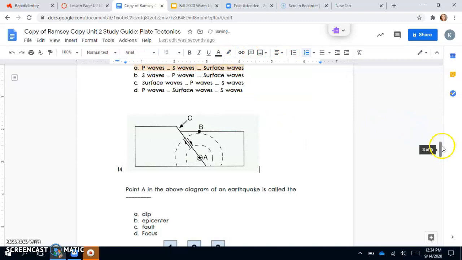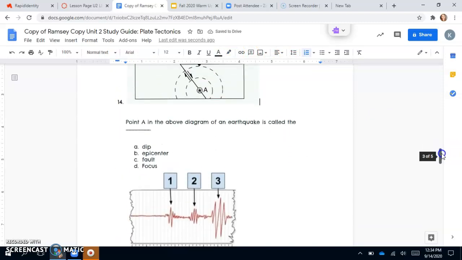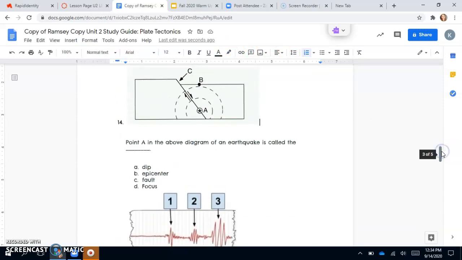Okay, so moving on, it says point A in the diagram above is called what? So here we have a diagram of a normal fault, and we know it's normal because if we look here, this is our foot wall. We know that this is the foot wall because the angle here is greater than 90 degrees. So here we have this perpendicular angle. Perpendicular means it's just a 90-degree angle. So this angle would be perpendicular.